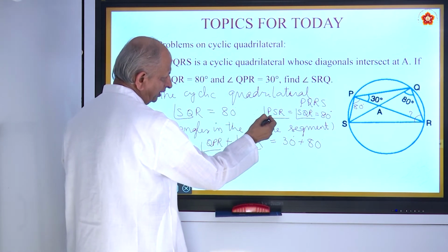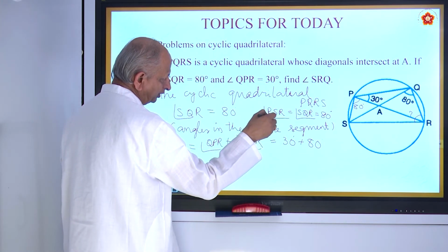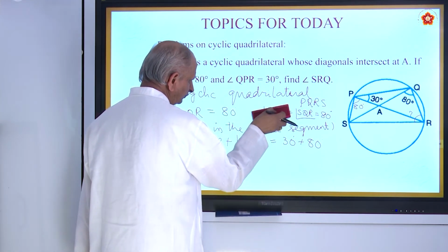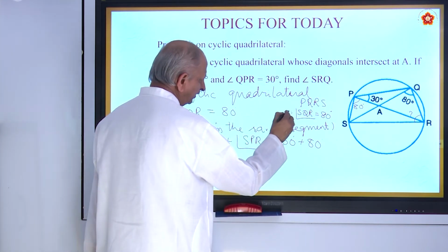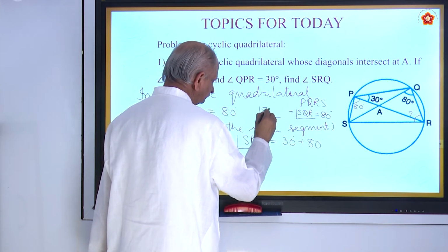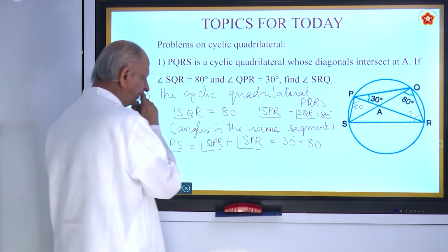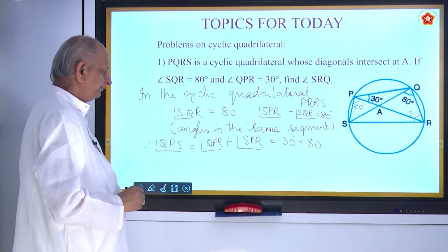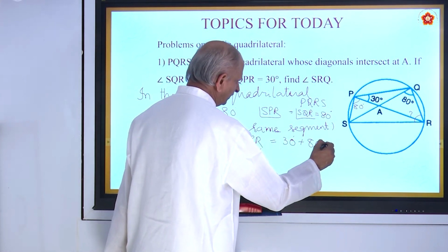So SQR is equal to SPR. This should be changed. SQR is 80 degrees. SQR is equal to SPR. The reason is angles in the same segment. That is the reason. Okay. Now 30 plus 80 becomes how much? 110 degrees.